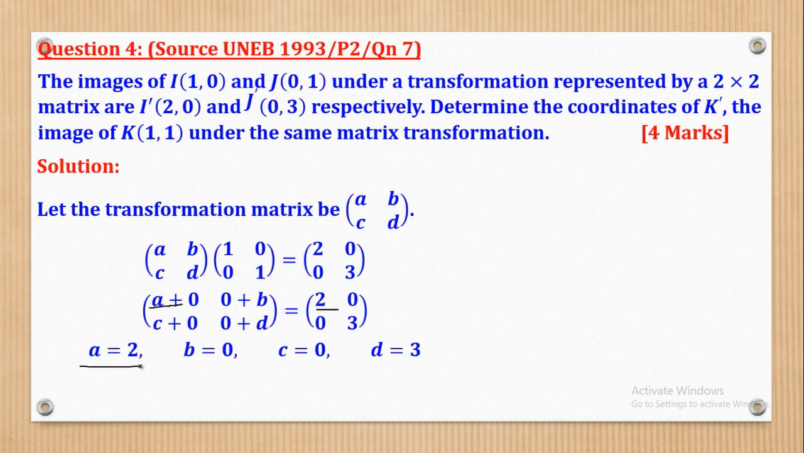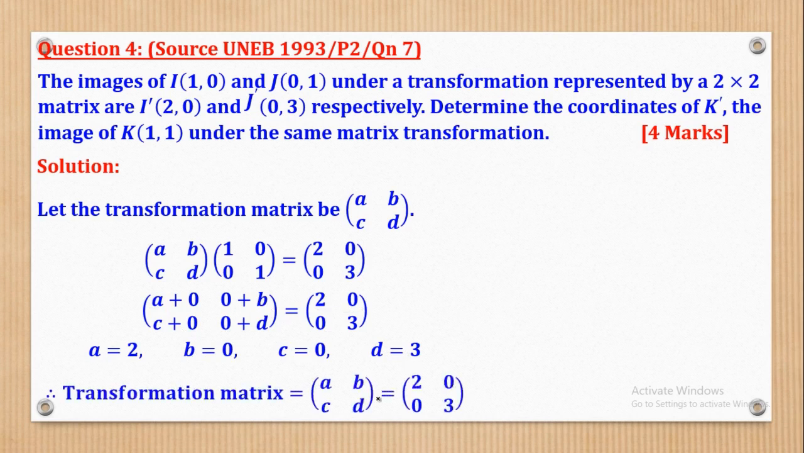That's why you see here A equal to 2. Then this will be equal to this. That's why you see here B equal to 0. And this will be equal to this. That's why you see C is equal to 0. And this will be equal to this. That's why you see D is equal to 3. Therefore, the transformation matrix will be A, B, C, D. So substitute for A, B, C, and D to come up with 2, 0, 0, 3.